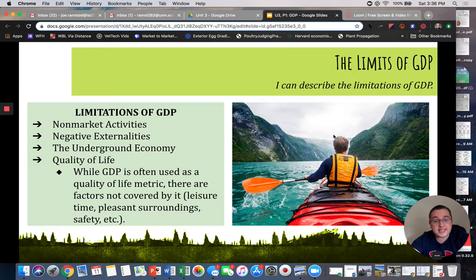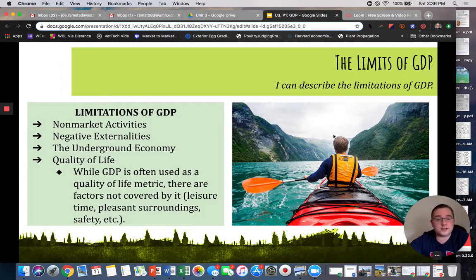This is also not taken into account in GDP. While GDP is meant to be used as a quality of life metric, there are definitely factors that aren't covered by it, like your leisure time, pleasant surroundings, safety, etc. These things don't really have a monetary value and are really hard to put into GDP.